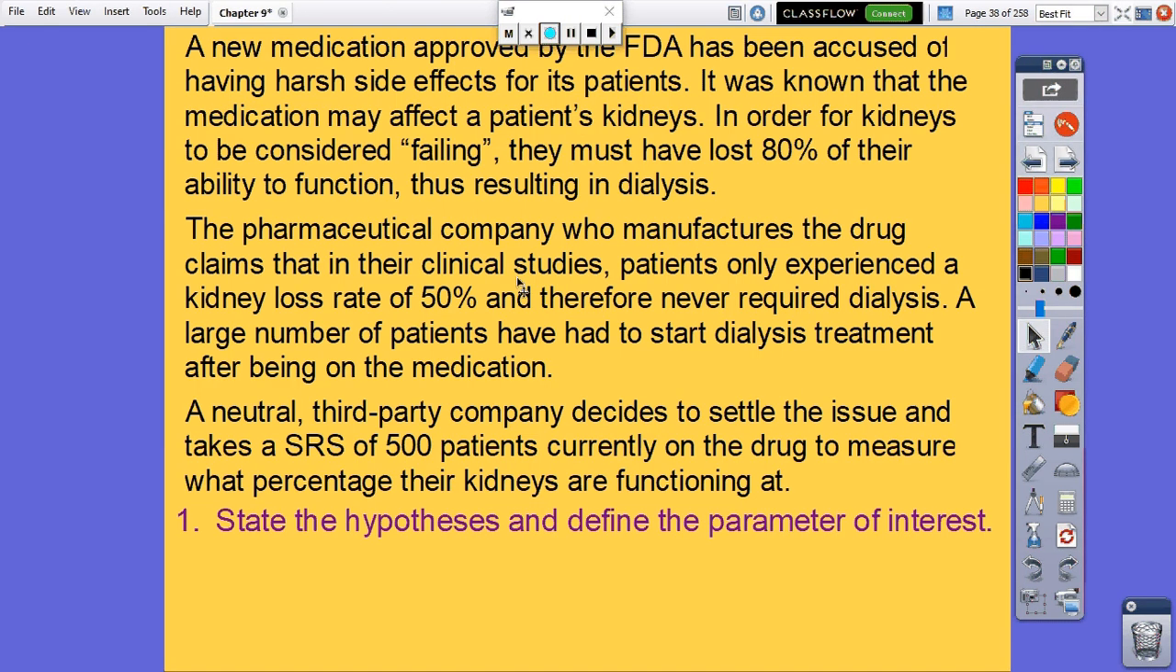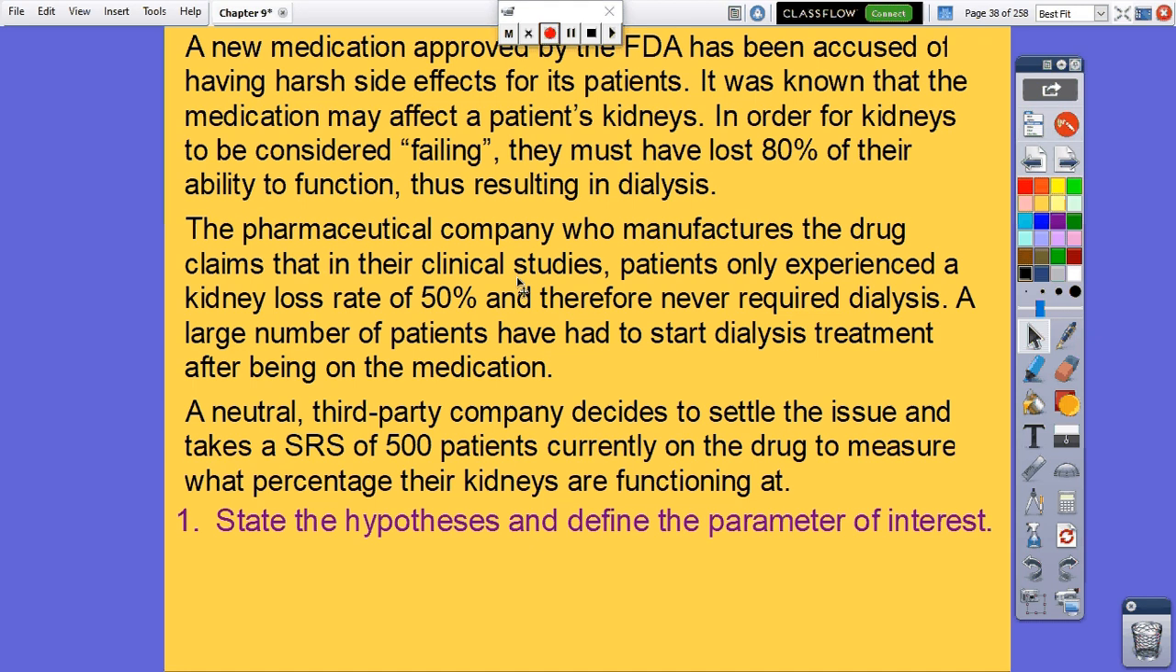All right, an example. A new medication approved by the FDA has been accused of having harsh side effects for its patients. It was known that the medication may affect a patient's kidneys. In order for kidneys to be considered failing, they must have lost 80% of their ability to function, thus resulting in dialysis. The pharmaceutical company who manufactures the drug claims that in their clinical studies, patients only experienced a kidney loss rate of 50% and therefore never required dialysis.